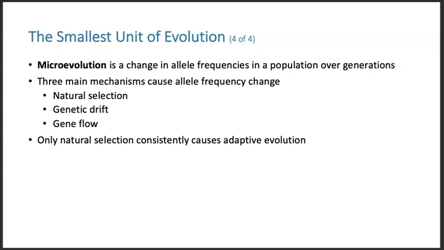There are three main mechanisms that cause allele frequency change, and we have already talked about one of them fairly extensively. We're going to talk about it again. That's natural selection. There's a couple other things that are involved here, like genetic drift and gene flow. And we'll get some definitions of those fairly soon. But only natural selection causes adaptive evolution. Another way to say that is, if natural selection is occurring, then you can have adaptation. If the other ones are occurring, then you're not likely to be getting adaptation.